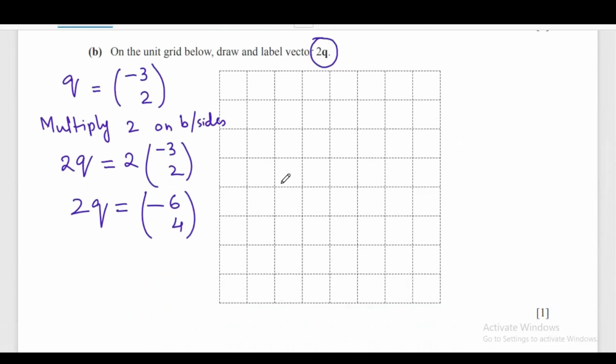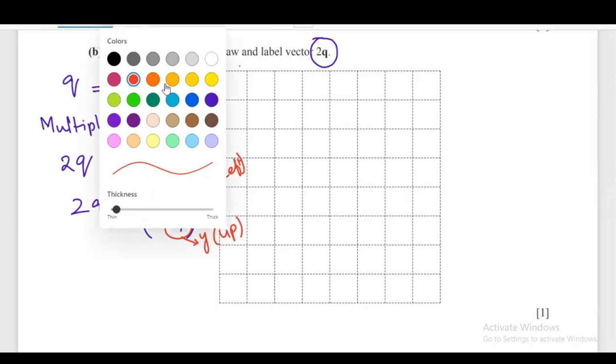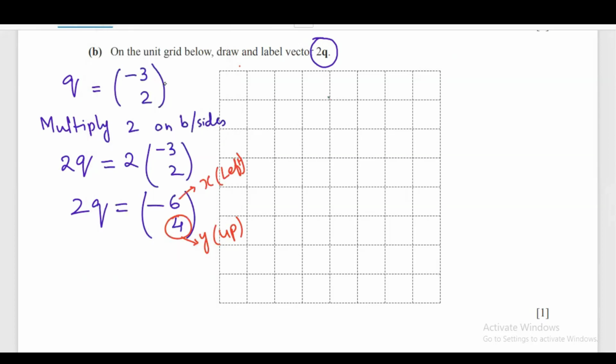First step, no need of x-axis and y-axis. And the second step, find out the units in the x-axis direction and y-axis direction. So it is -6, so it is x towards the left side, and 4 y towards upwards. Select any point on this graph. Suppose I have selected this point. This is our starting point here.